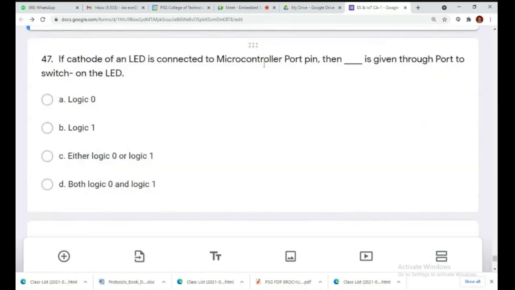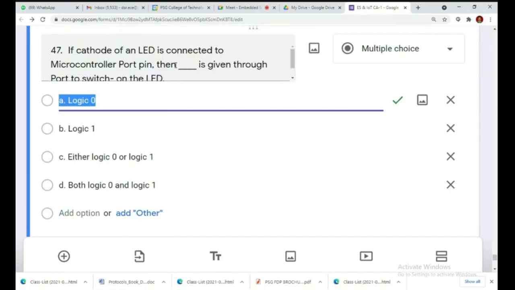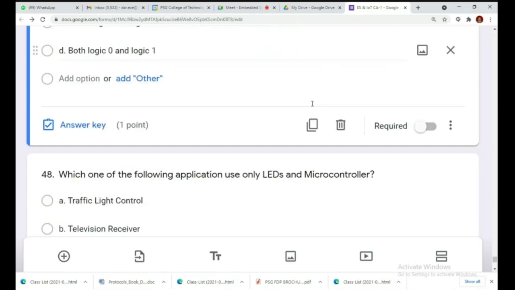If the cathode of the LED is connected to the microcontroller port pin, then logic 0 is given through the port to switch on the LED. So logic zero is the right answer.